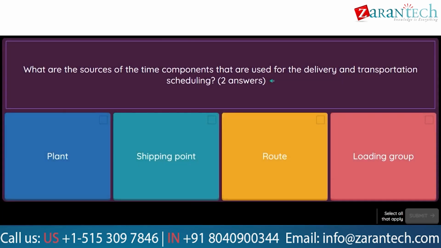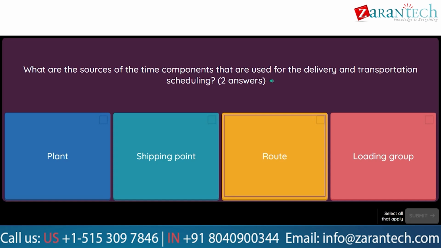Question: what are the sources of the time components that are used for the delivery and transportation scheduling? 2 answers. Option 1 Plant. Option 2 Shipping point. Option 3 Route. Option 4 Loading group.